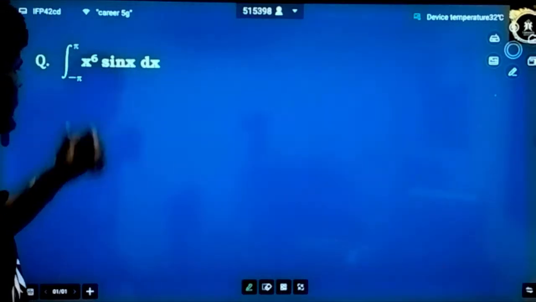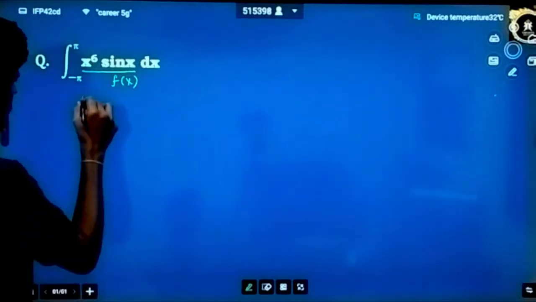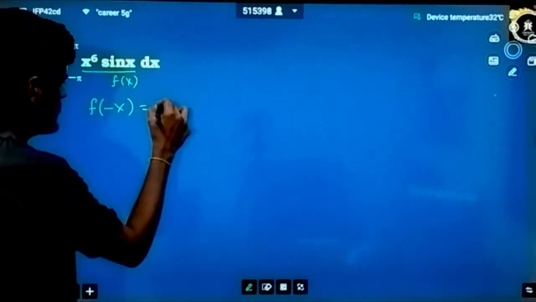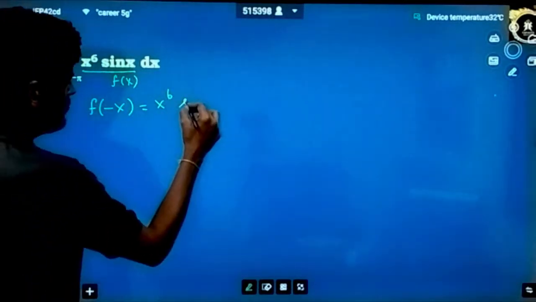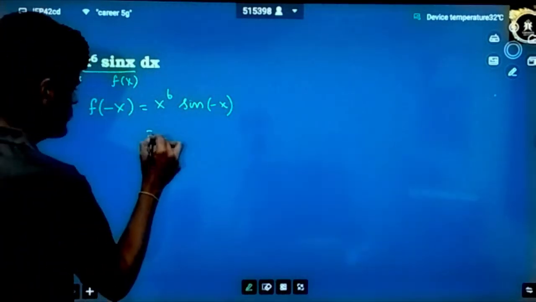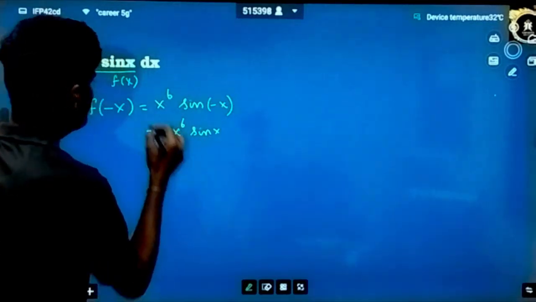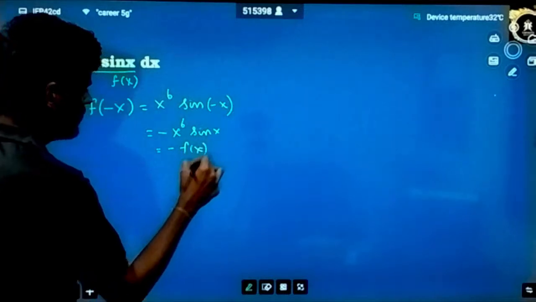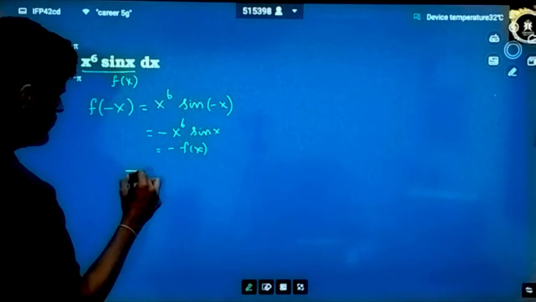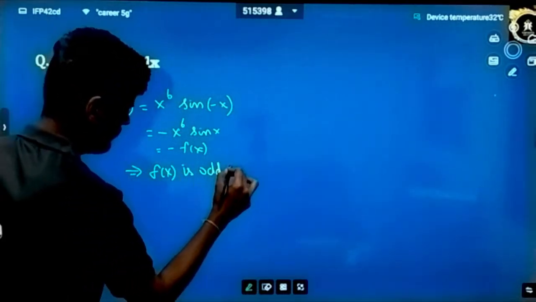Here, take this function as f of x. Now f of minus x will be equal to minus x power 6, that is x power 6, into sine of minus x. What is sine minus x? Minus sine x. So this is minus x power 6 into sine x, which is nothing but minus of f of x. So what is the property we got? f of minus x is equal to minus f of x, which means f of x is an odd function.